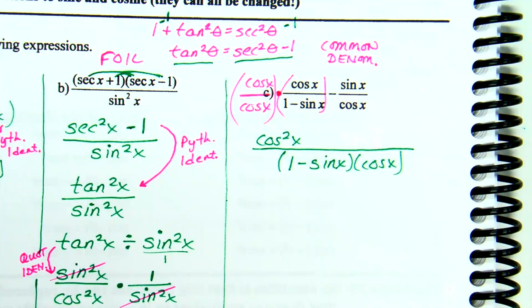Thought he was going to say it. Cosine squared x. Cosine times cosine. Cosine squared. He got scared and backed off. Okay.